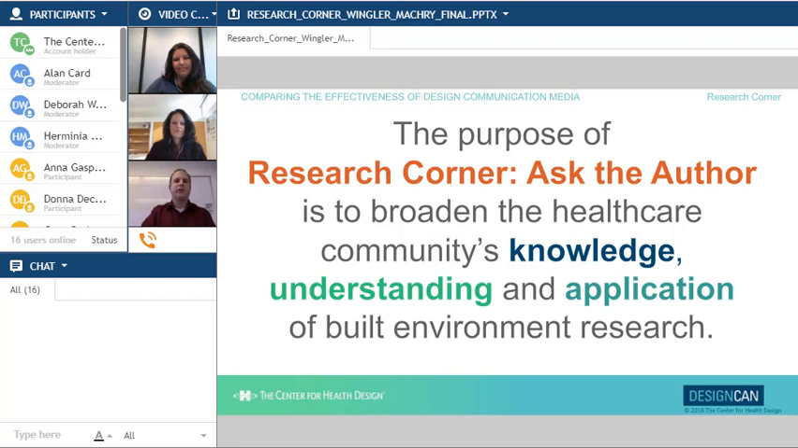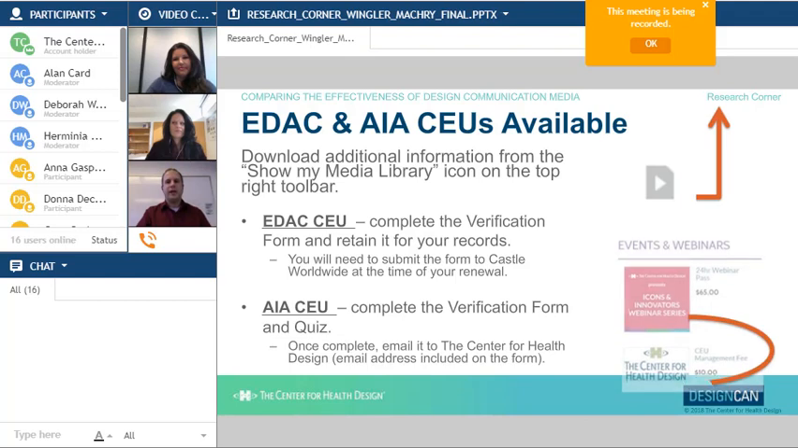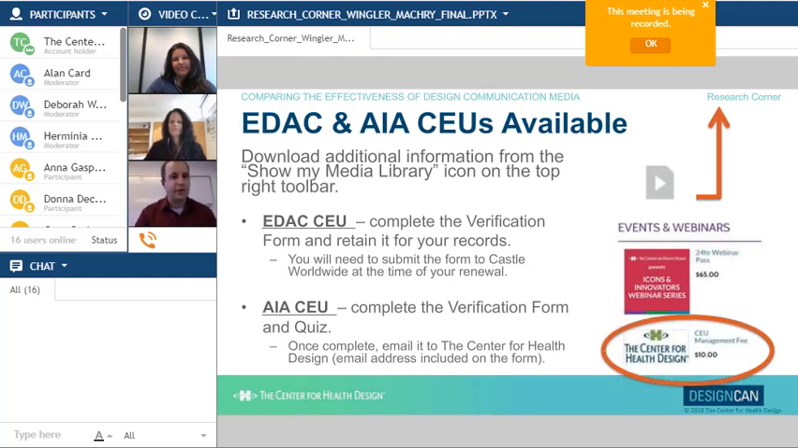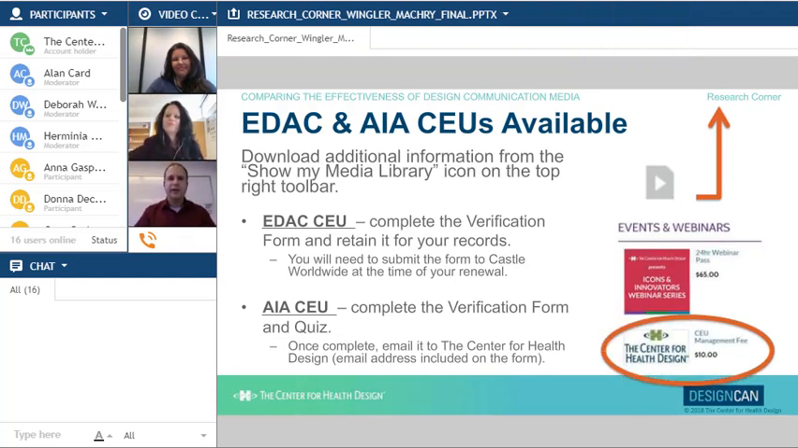The purpose of the Research Corner, Ask the Author, is to broaden the healthcare community's knowledge, understanding, and application of built environment research. You'll get the chance to join in with that today by asking questions of the author. We're really excited to help you engage with the authors of this really useful paper.